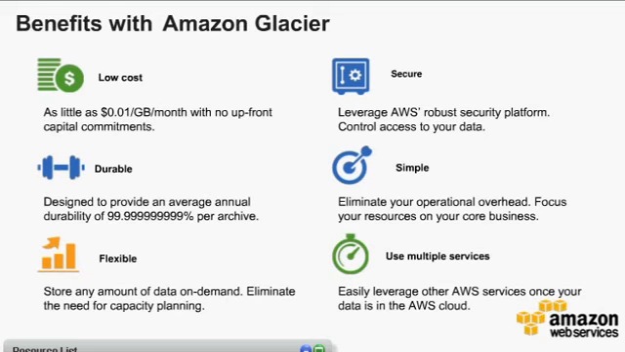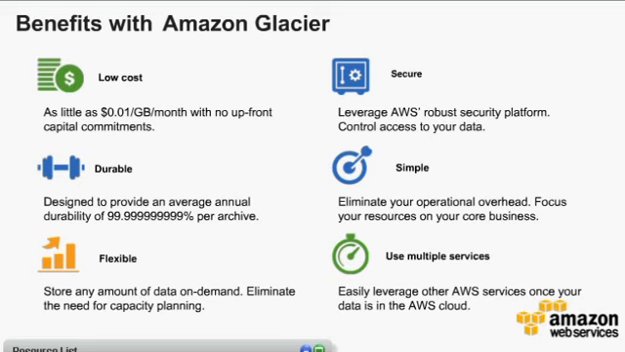As I mentioned, Glacier is also highly secure because it leverages AWS's security platform. AWS offers security audits from third parties, and we do that every 6 months. So you can count on Amazon Glacier being extremely secure for your highly sensitive data, such as financial information and health information. Glacier is also highly durable. We do that by storing the data over multiple facilities and on multiple devices.